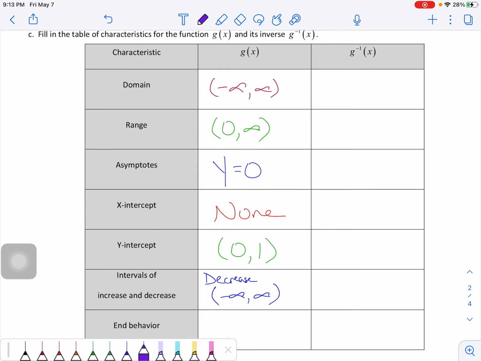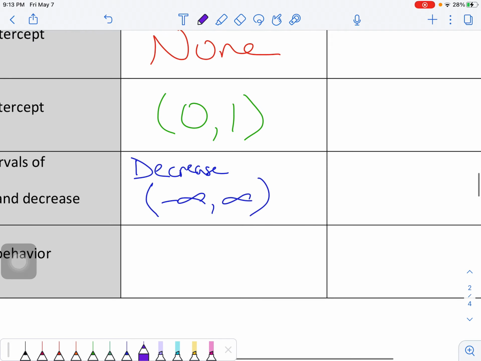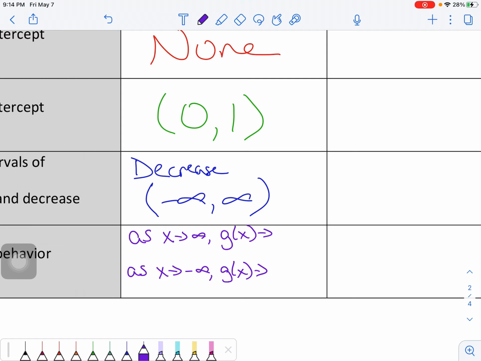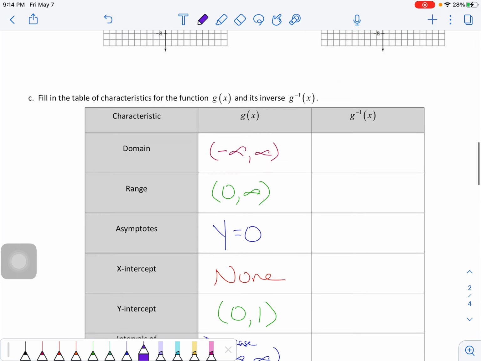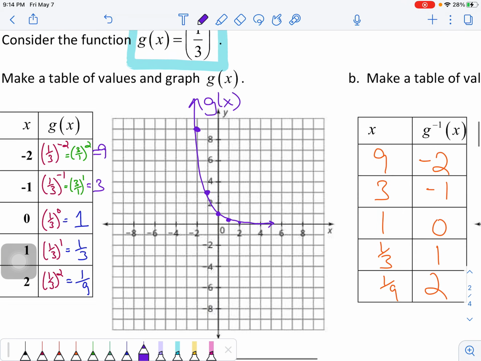And the goofiest one is, of course, the end behavior. So end behavior is as x approaches infinity, g of x is doing something. And as x approaches negative infinity, g of x is doing something. Now, I'm going to do this by looking at the graph. So I'm going to pinch in, go up to the graph.